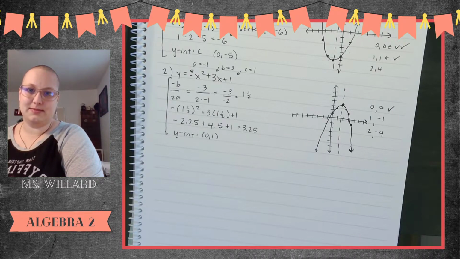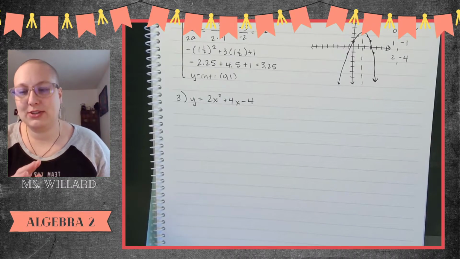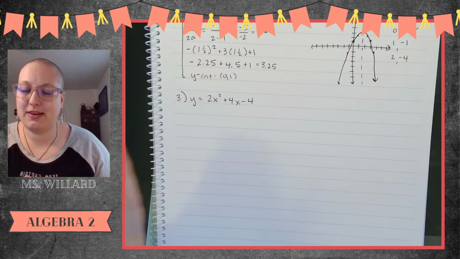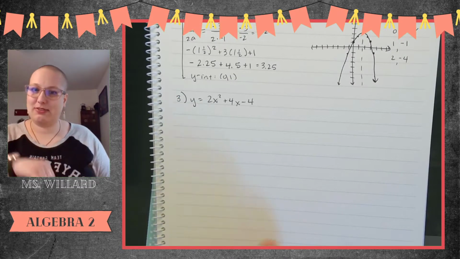All right, let's do another one. All right, let's do 2x squared plus 4x minus 4. You know all the things right now, so if you want to pause this video right now, you can try this problem on your own, and then you can press play and see how well you did. Or you can keep watching, and we'll do that for the next one.